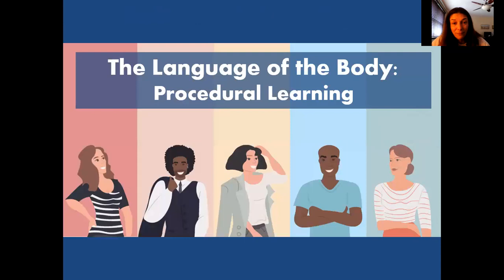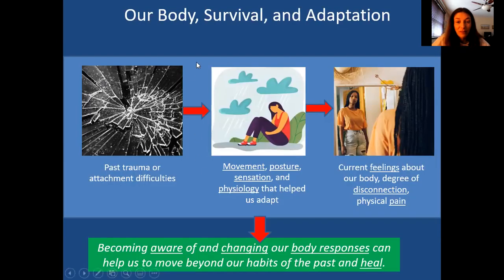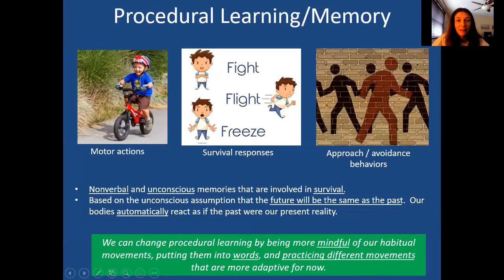The next lesson was called The Language of the Body, Procedural Learning. We introduced a vocabulary word. The body things that we talked about in the center here are part of what they call procedural learning or procedural memory. In that lesson, I went over the different types of memory. Some are what they call explicit memory, memory that you can deliberately call up, declarative memory, like remembering facts.